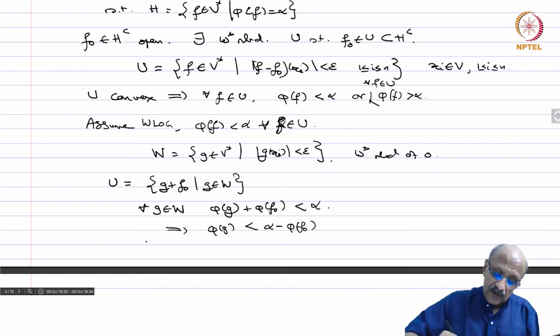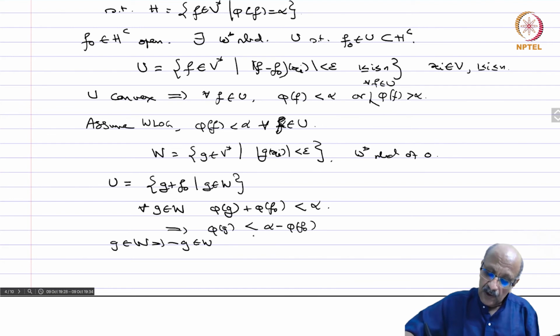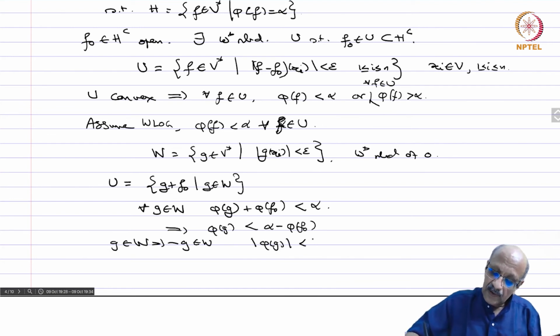But then W is symmetric, namely g in W implies minus g is also in W, and therefore if you apply the same thing we get mod phi of g is less than alpha minus phi of f naught.